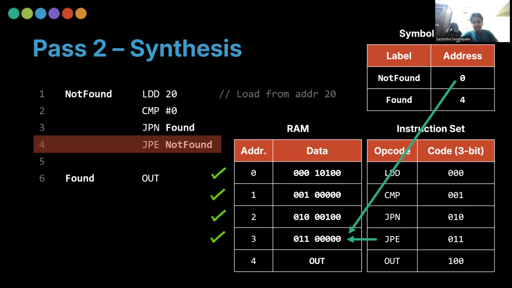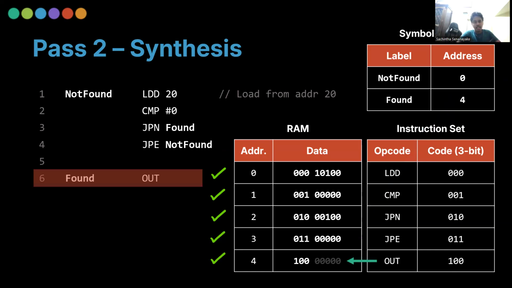We do the same for JPE. JPE's binary code is 011, whereas its label not found is replaced by all zeros, which is the address of where not found is stored. Finally, OUT gets the opcode binary code 100, and frankly does not have an operand. So therefore, we can allocate it an operand of 00000, essentially making it nothing.